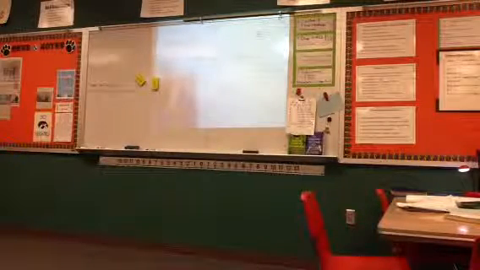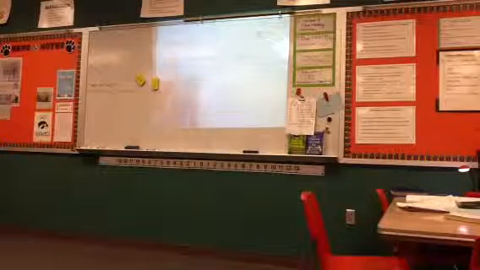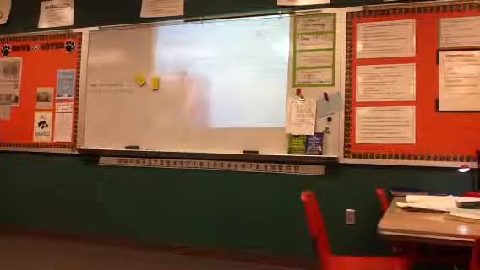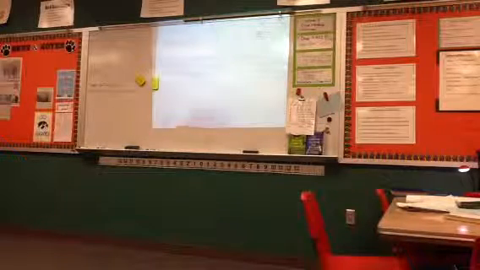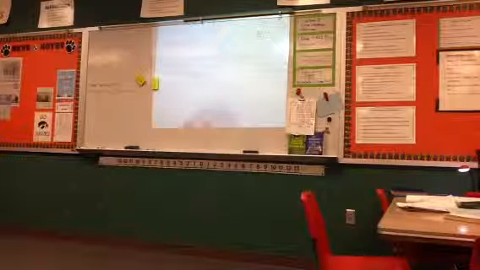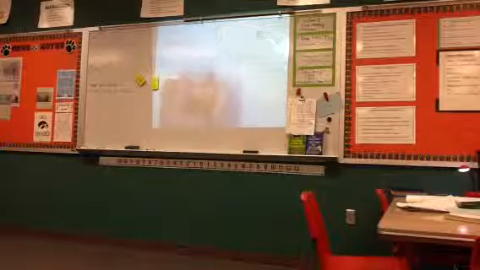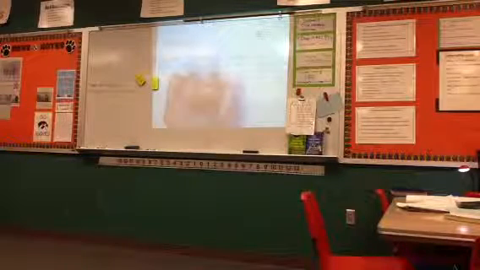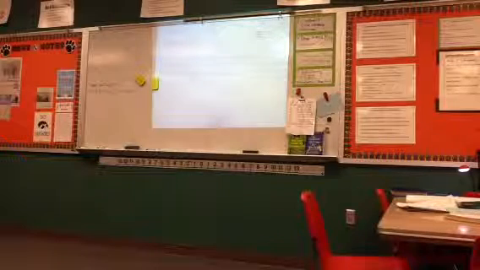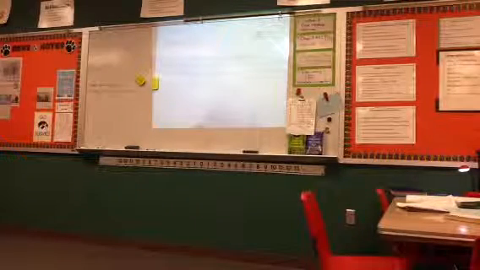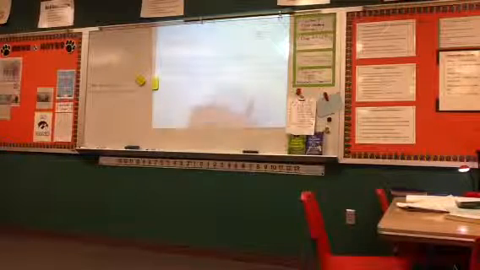Looking at the 3 types of decimals, Caleb, what would I call this decimal? Non-repeating. Why? It's not repeating. What's the clue that lets you know? The dot, dot, dot. The dot, dot, dot means it goes on forever. It does not repeat and it does not terminate.